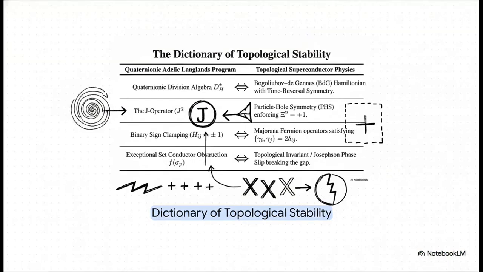This slide right here acts as our perfect Rosetta Stone, seamlessly translating pure abstract mathematics into cutting-edge topological superconductor physics. Let's read through the rows. First row. The quaternionic division algebra maps directly to a Bogoliubov-de Gennes Hamiltonian with time reversal symmetry. Second row. We equate our quaternionic J operator directly to particle-hole symmetry. Third row. Our strict binary sign clamping dictates the physical rules for Majorana fermion operators. And finally, that massive conductor obstruction we just calculated at q equals 35, it's the exact mathematical equivalent of a topological invariant, or a Josephson phase slip, completely breaking the superconducting gap.